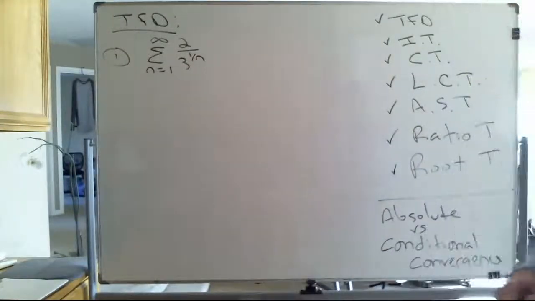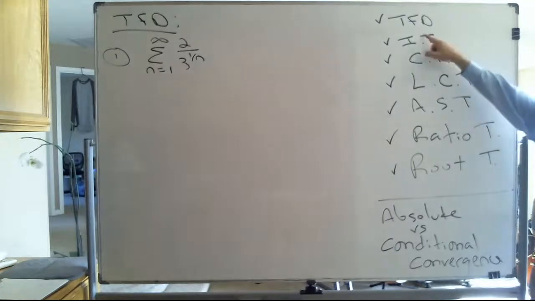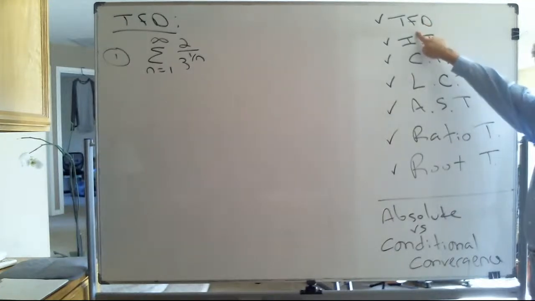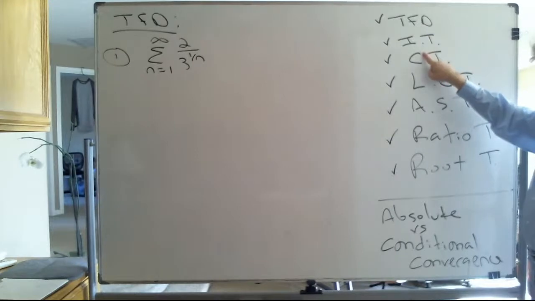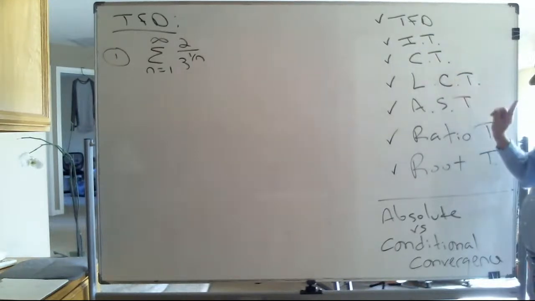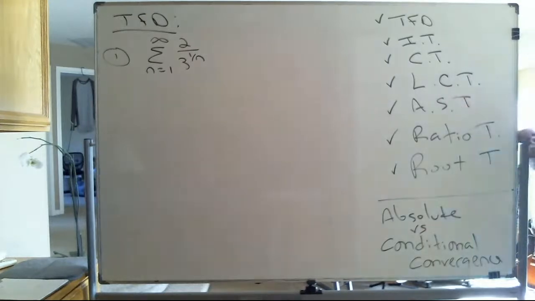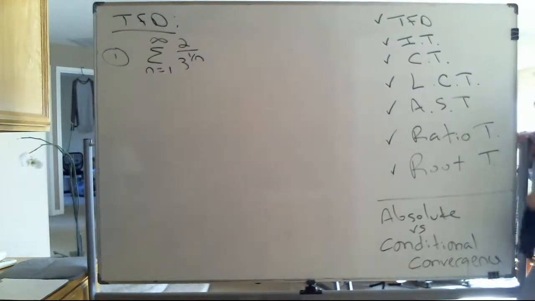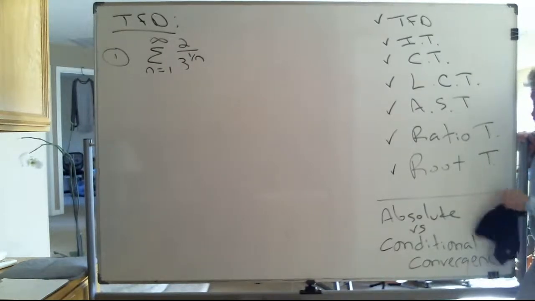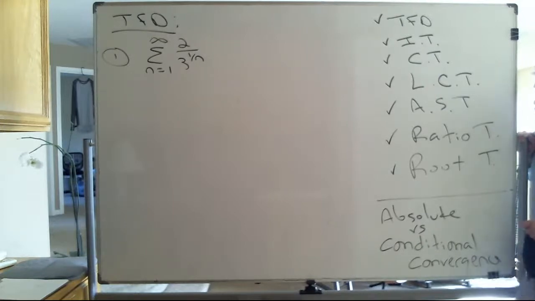Given an infinite series, I would like to have in our back pockets techniques for determining whether or not that series converges or diverges. So here's a list of what is coming up next. My first test I'm going to refer to as the test for divergence. I think I mentioned that last time. The integral test, the comparison test, the limit comparison test, the alternating series test, the ratio test, and the root test. We're also going to discuss the difference between absolute convergence and conditional convergence.